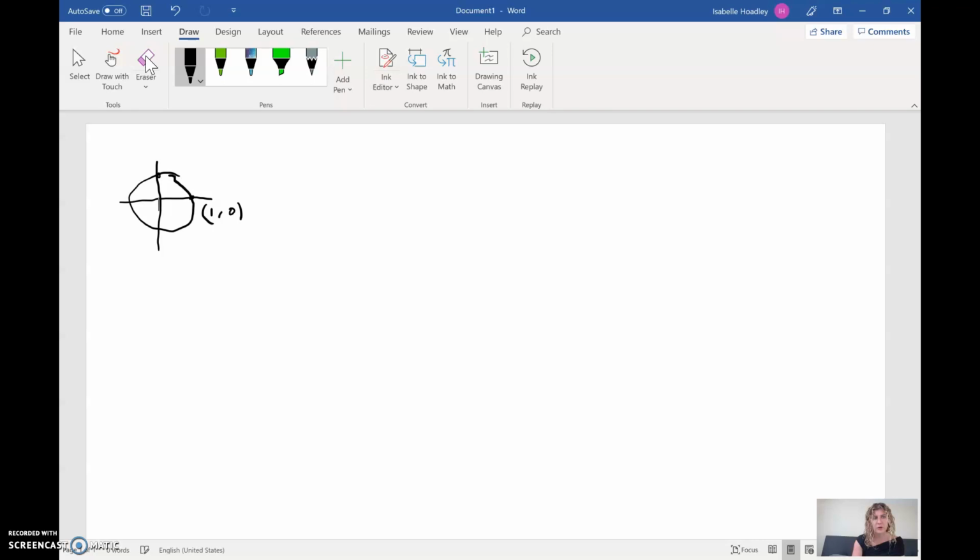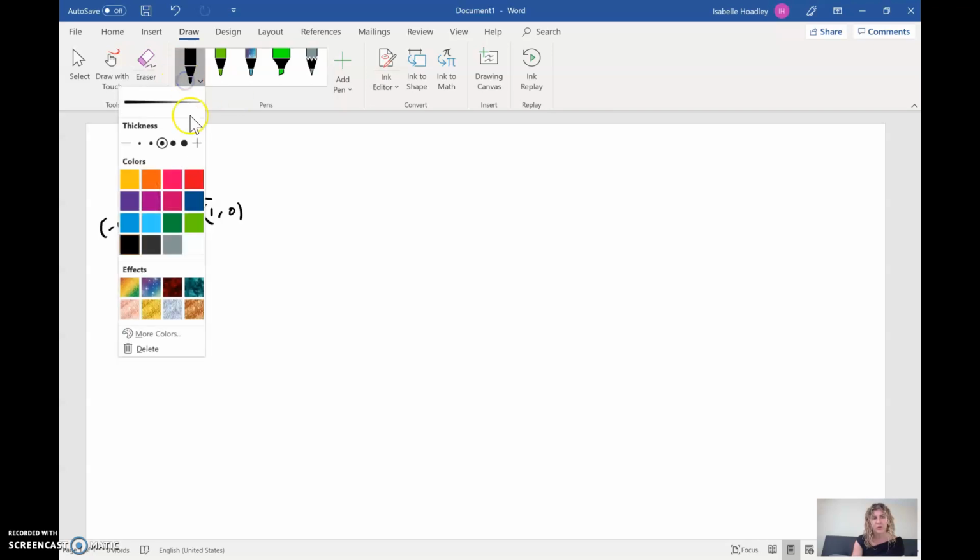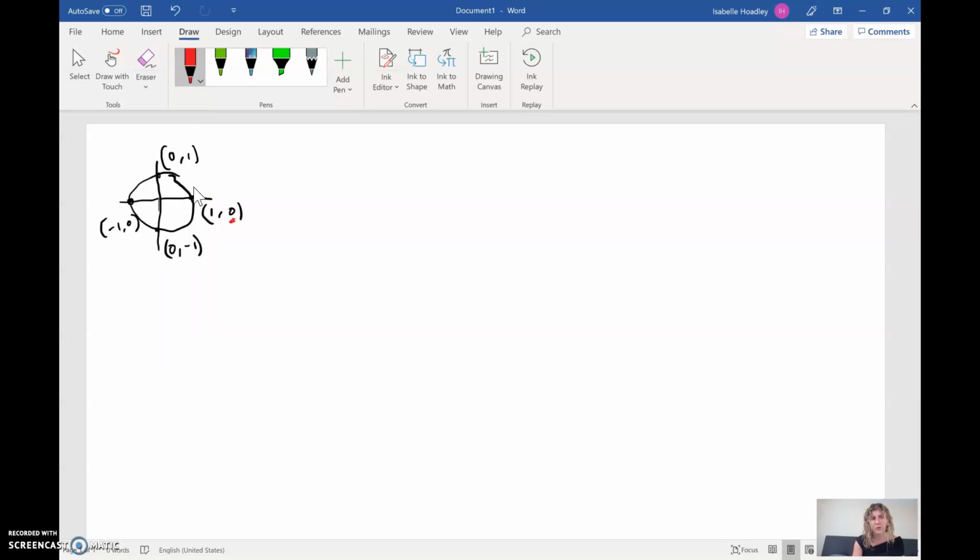Okay, so we know at 0 we've got coordinates (1, 0). At 90 or pi on 2 we have coordinates (0, 1). At 180 we're at (-1, 0). And at 270, (0, -1). The other thing I want to do is underline in red the sine, or the y part of the coordinate, and in green, I'm going to underline the cos.